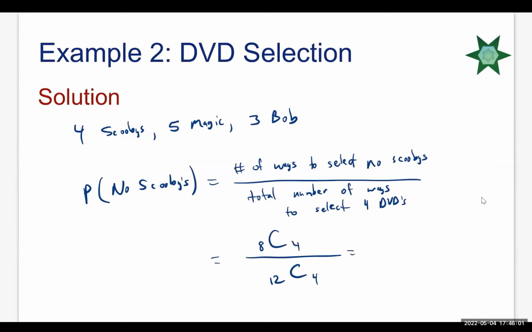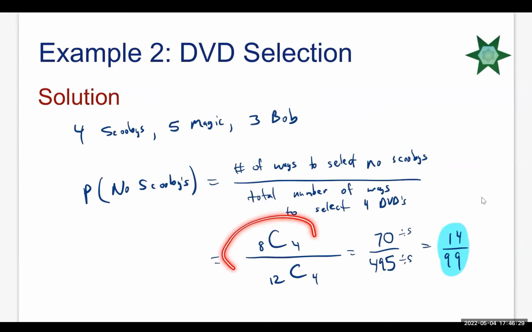Once again, you can use your calculators for this. 8 choose 4 on the calculator is giving me 70. And 12 choose 4 is giving me 495. All right, and now if you simplify, you can divide by 5, I believe. Yeah, 5, 5. Let's see what we get. We should get 14 over 99.